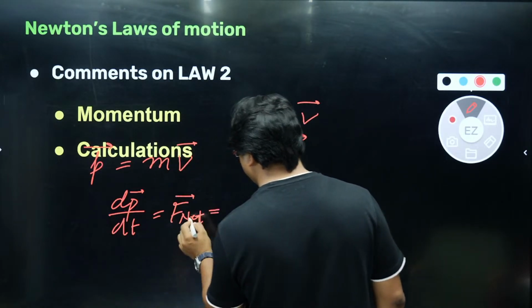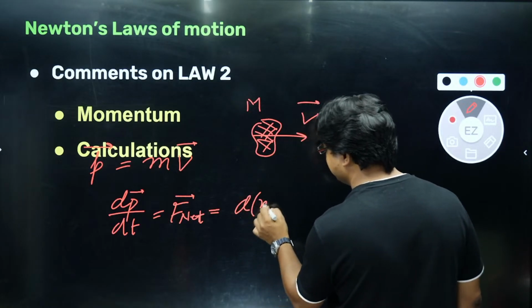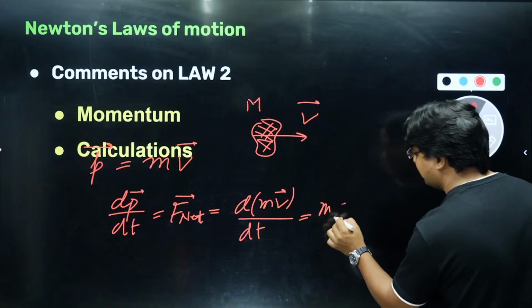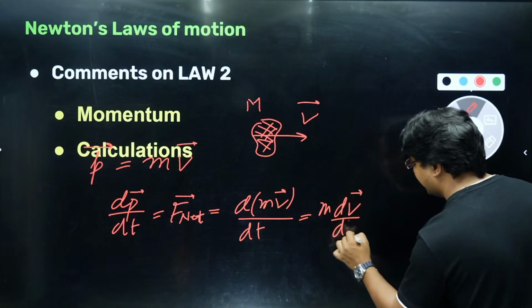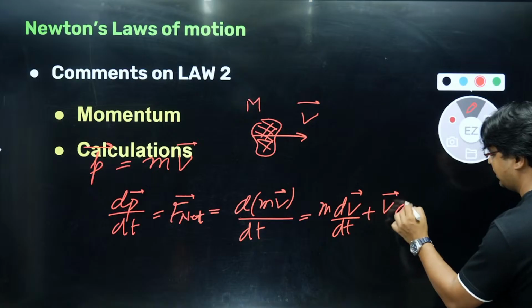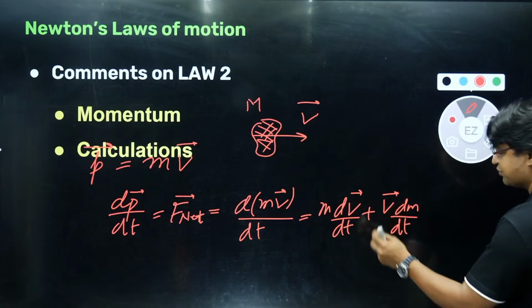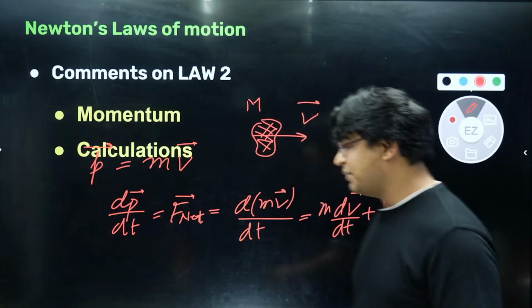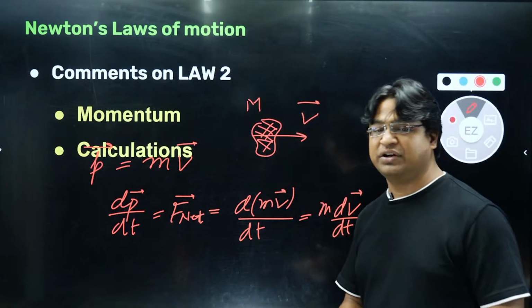Now watch this carefully. Momentum is the product of mass into velocity. So I can very well write it as m into dv by dt plus v into dm by dt. Momentum is a product of two quantities, so if I have to differentiate momentum, I need to differentiate both the quantities one by one. That is the product rule of differentiation that we have used.